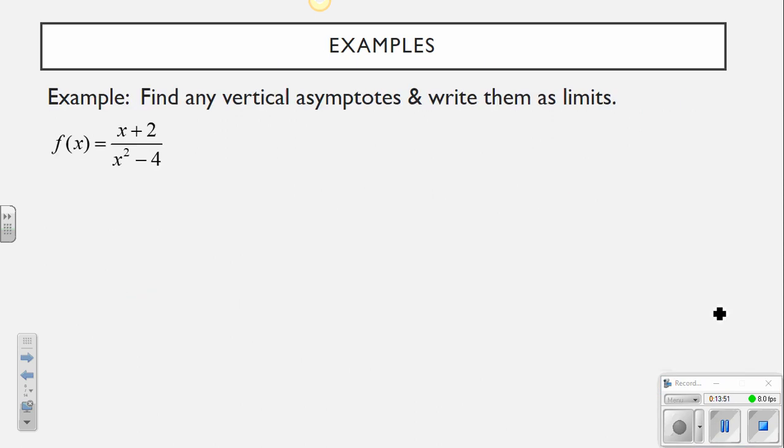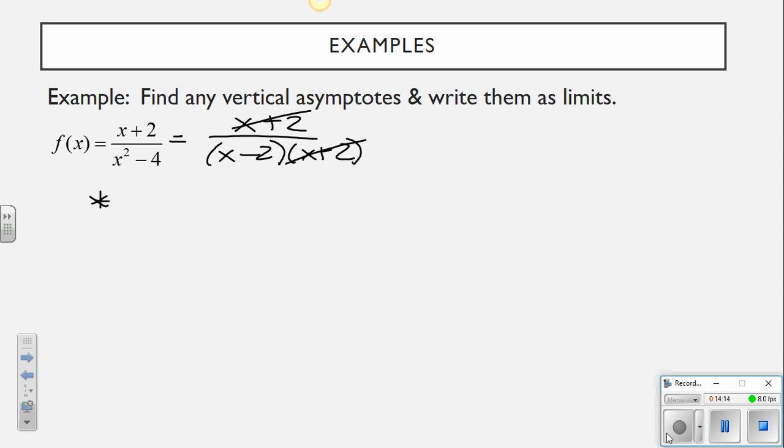All right, let's do this example. I'll give you a second to try this on your own. All right, let's go over this one. What's the first thing that you need to do? Factor out a difference of squares, right? So what's the difference of squares on the denominator? x minus 2, x what? What happens when I divide out those common factors of x plus 2?